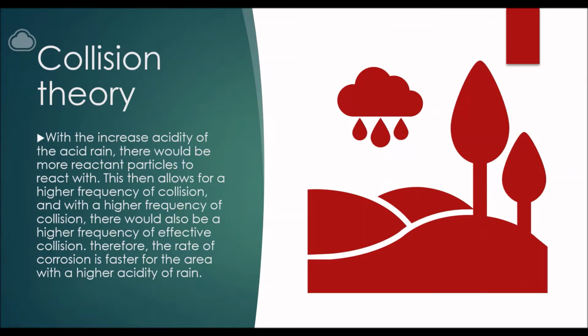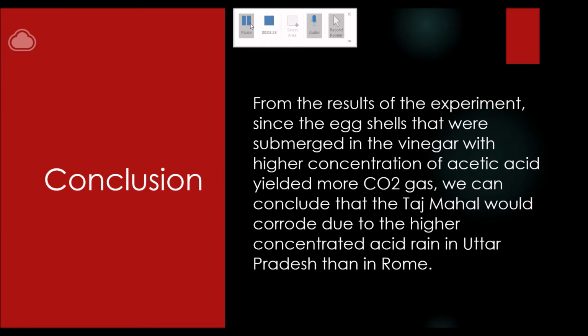Using collision theory, the rate of reaction/corrosion is increased due to the increase of acidity of rain. This is so because with the increased acidity in the same volume, the amount of reactant particles is also increased, and therefore there's a higher frequency of collision between the particles and the acid, and with that, a higher frequency of effective collision. This therefore increases the rate of corrosion. Thus, my conclusion is that the Taj Mahal would corrode first.